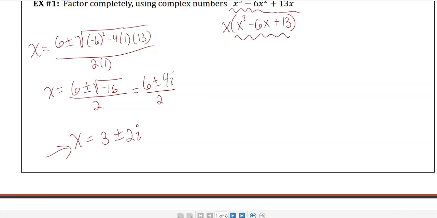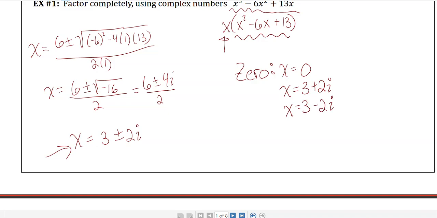Now again, these are your solutions, okay? These are your solutions to that polynomial. And so what this is saying is that we should actually be able to factor it. So the zeros, let's go back. The zeros, or the solutions, are 0, and that comes from this one if you set that to 0. The other solution is 3 plus 2i. The other solution is 3 minus 2i.